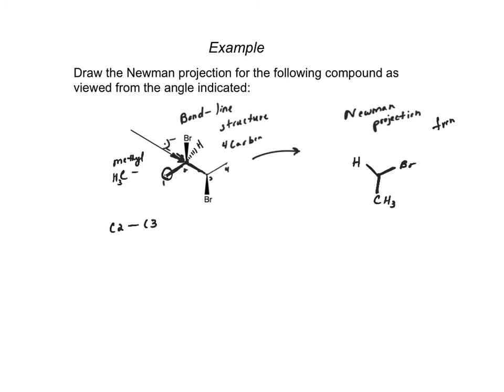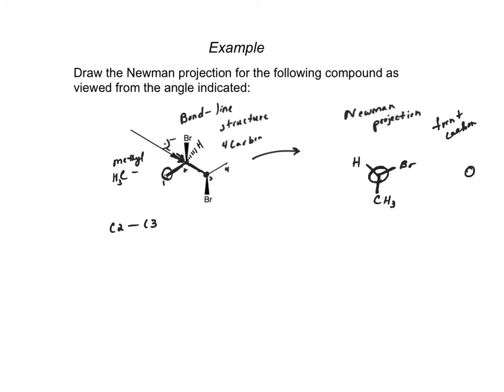This is our front carbon. So then the next step is drawing our back carbon. Again, how do we represent our back carbon? We represent it via a circle. So we'll go ahead and draw a circle, looking at this guy.